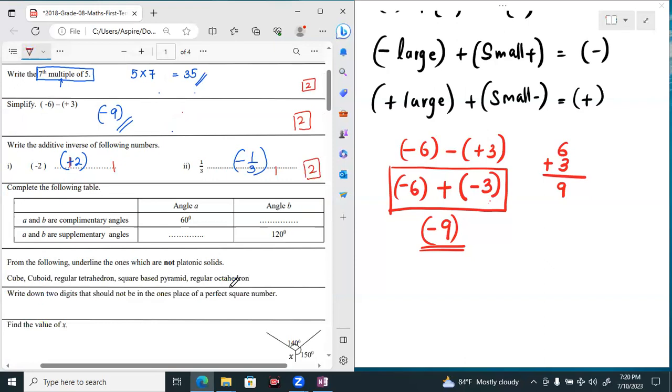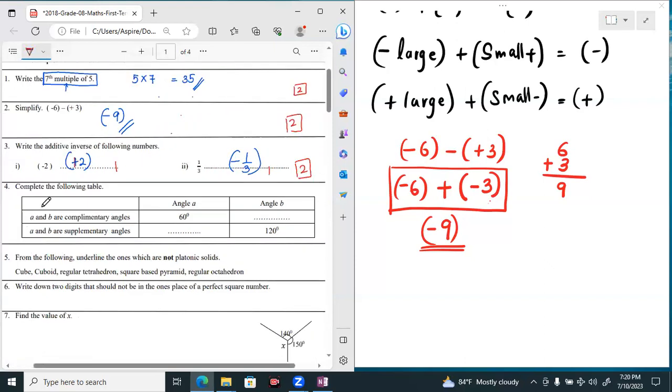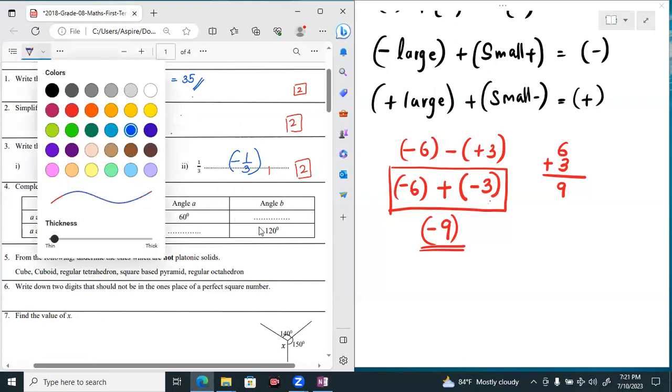2 marks for this question. Now, fourth one, complete the following table. Here, A and B are complementary angles. Then angle A is 60. When they are complementary, then angle B should be, yes, tell me.